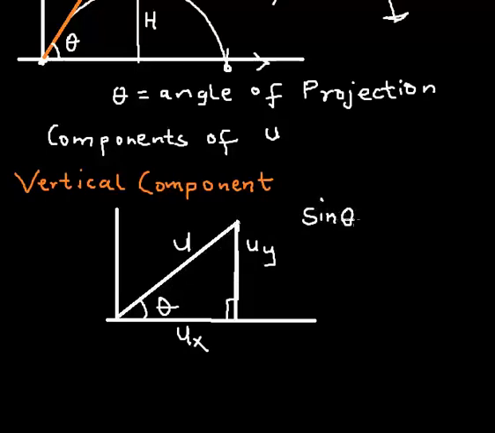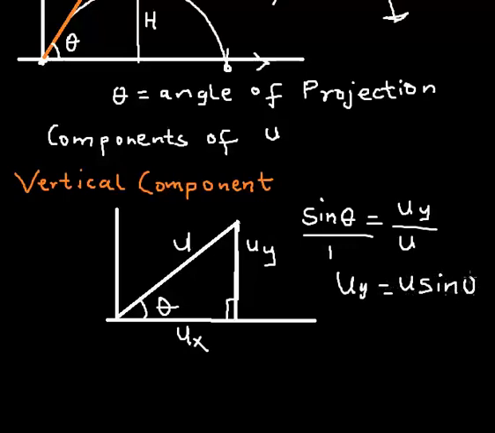Sine theta is always given as opposite over hypotenuse. Opposite is the vertical component I'm looking for, uy. The hypotenuse is u, that's the velocity whose vertical component I want to find. So what do I do? Cross multiply: uy multiplied by 1 is uy, and u multiplied by sine theta gives u sine theta. So anytime I want to express u in the vertical direction, all I need to do is multiply u by sine theta. That will give me the vertical component of u. Please take note of that.